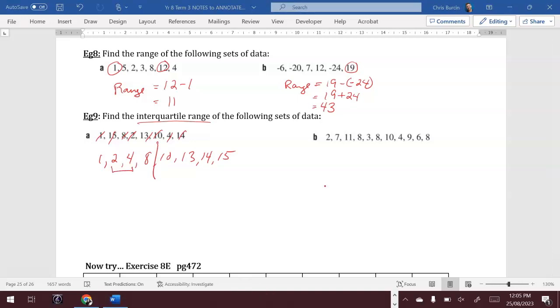So I've got to find the median of the lower quartile. Well, I could do it as an average. I could do 2 plus 4 divided by the number of numbers. Or I could just eyeball it. If this were a number line, what would be between 2 and 4 on the number line? 3. So this one is 3. The median is 3. What's between 13 and 14 on the number line? 13.5. So this median is 13.5. So the interquartile range is this one, the higher number, minus the lower number. So what is the interquartile range? 10.5. Got it?